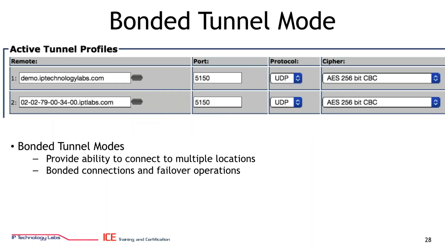Bonded tunnel connections, we can go through and set up multiple connections. They can go to different locations. They can use different ports. They can use different protocols. They can use different ciphers. You're basically creating multiple connections and then linking those all together using our bonded service.